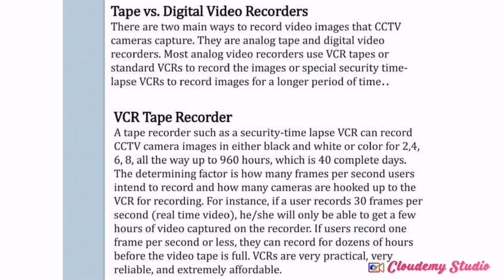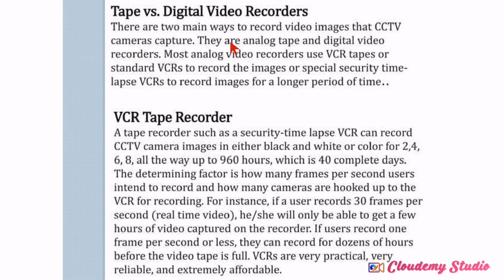So here we are looking at tapes versus digital video recorders. So point number one, there are two main ways to record video images that CCTV cameras capture.